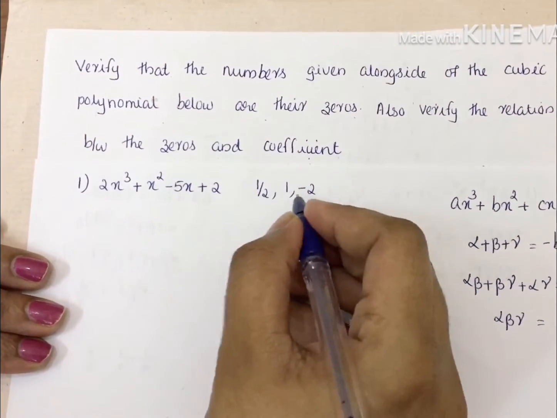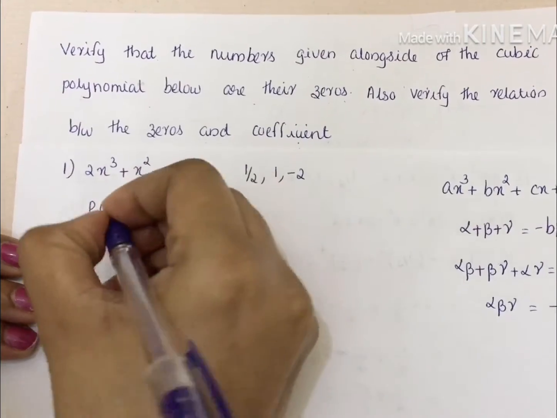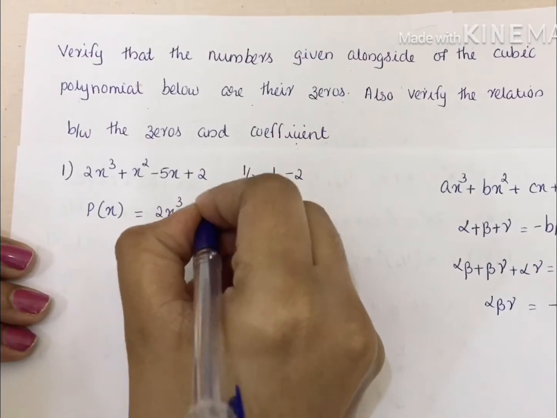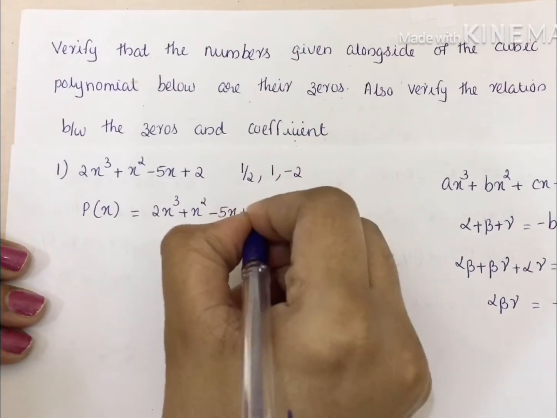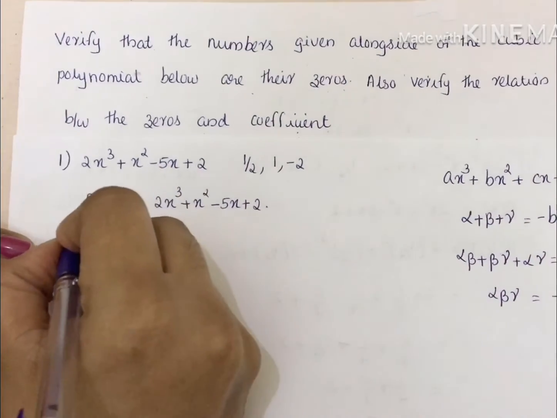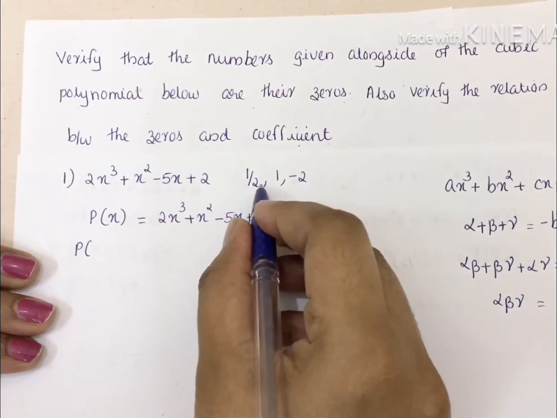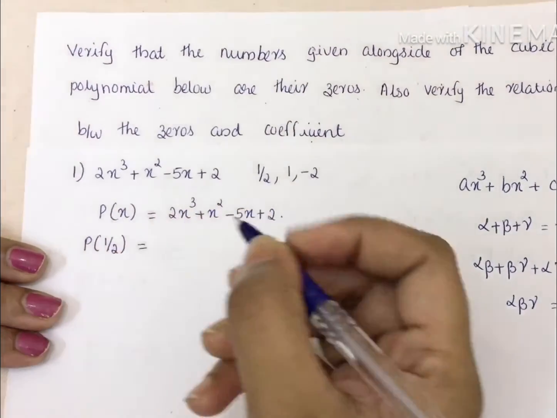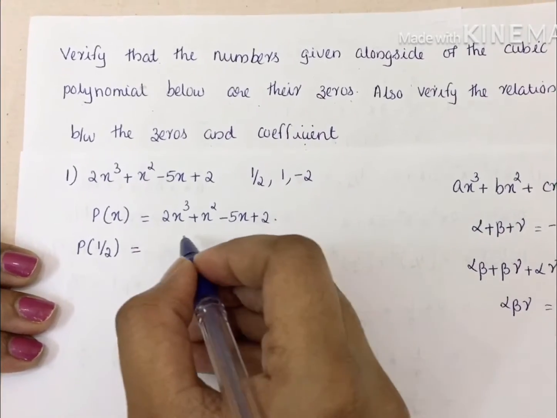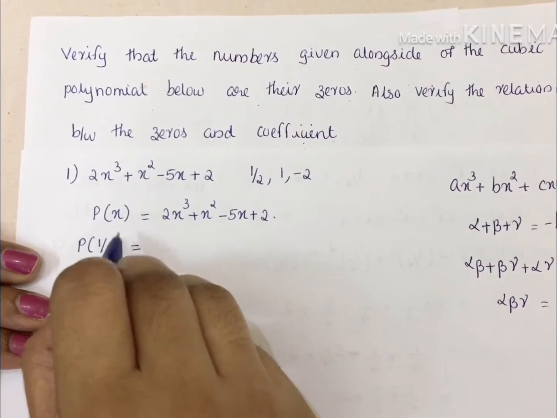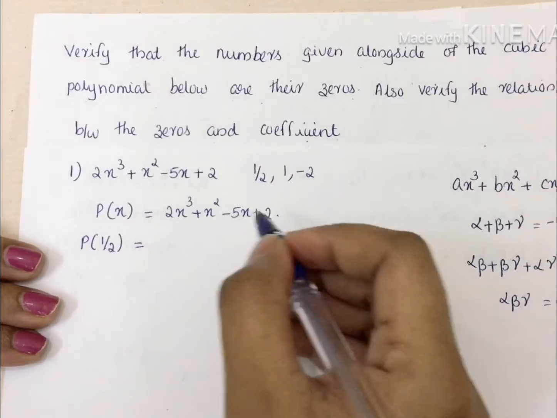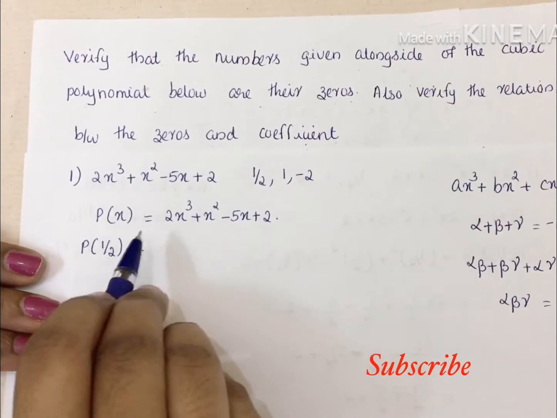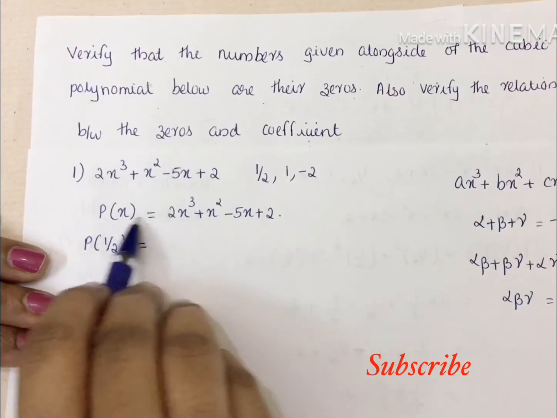Let's take p of x equal to 2x cube plus x square minus 5x plus 2. We can check that 1 by 2 is a zero of p of x. If p of 1 by 2 is equal to 0, then we can say that 1 by 2 is a zero of the polynomial.